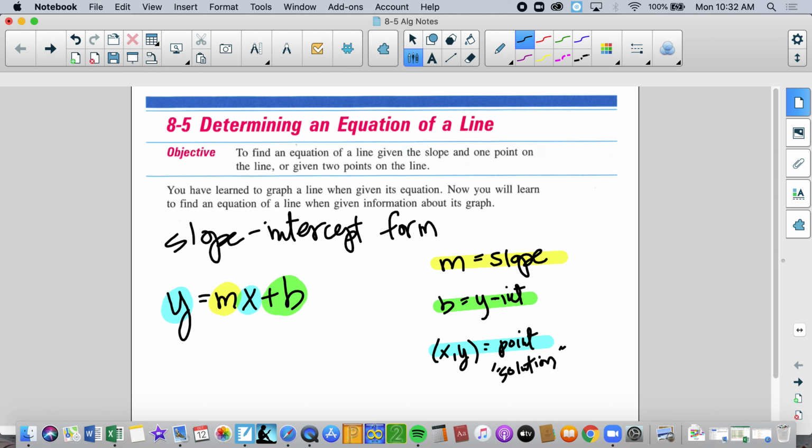And in order for you to be able to write an equation in slope-intercept form, you need two of these three. You can't write an equation in slope-intercept form with just one of them. You can't write it if you only have the slope. You can't write it if you only have the y-intercept. And you can't write it with just the point. You need two of these three. So you have to make sure that you have that information.